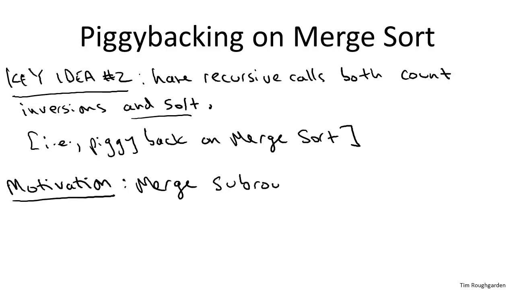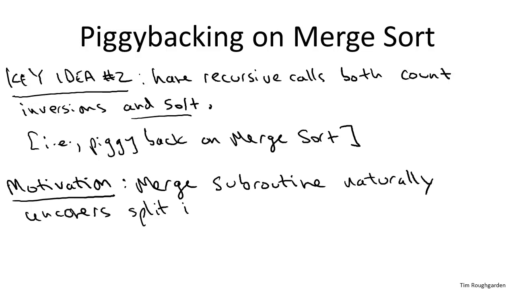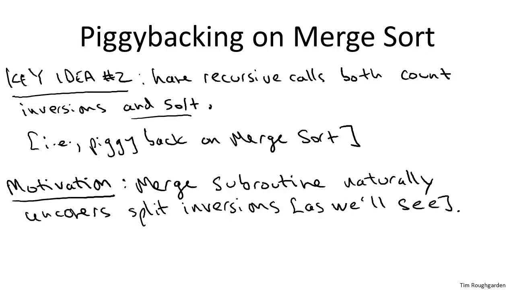So what is the bias? Why should we demand more of our recursive calls? Well, as we'll see in a couple of slides, the merge subroutine almost seems designed just to count the number of split inversions. As you merge two sorted subarrays, you will naturally uncover all of the split inversions. So let me be a little more clear about how our previous high-level algorithm is going to be souped up so that the recursive calls sort as well.